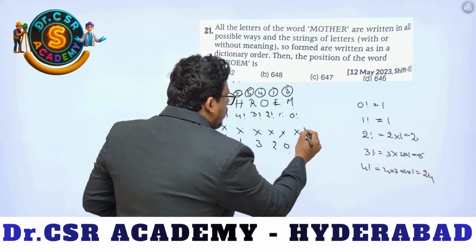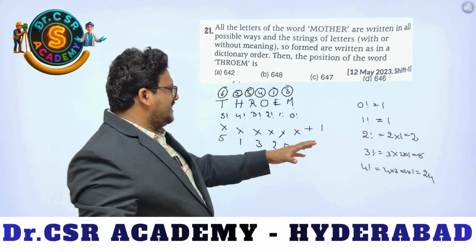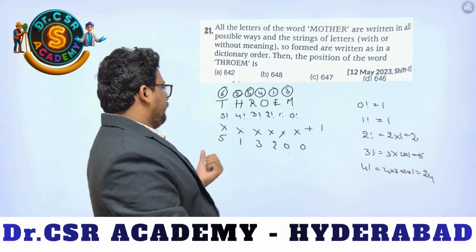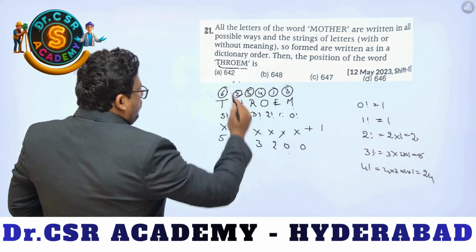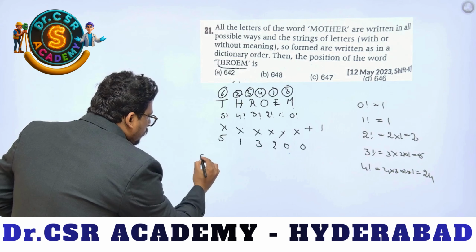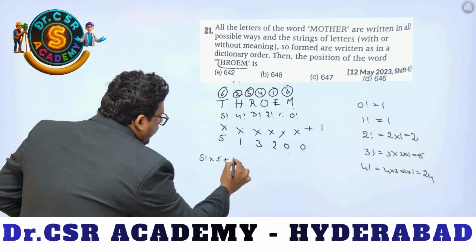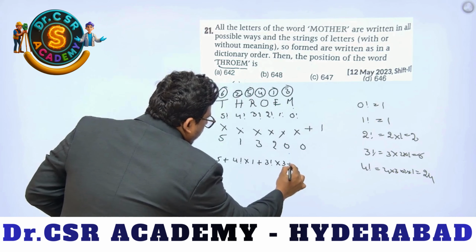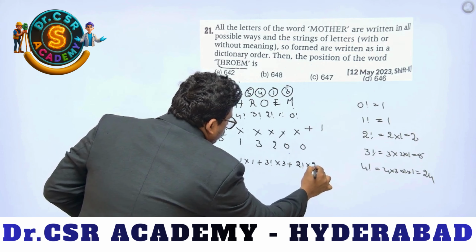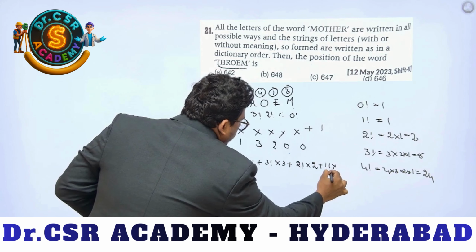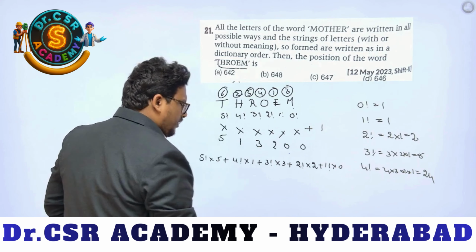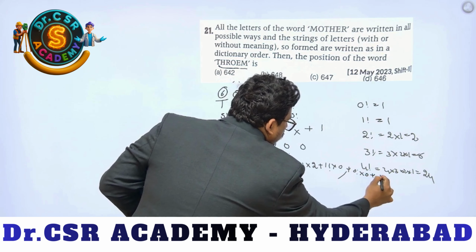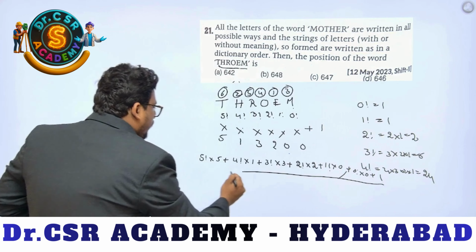So 0, plus 1. For any word, plus 1 will be added. See here, the rank of the word THROEM is: 5 factorial into 5, plus 4 factorial into 1, plus 3 factorial into 3, plus 2 factorial into 2, plus 1 factorial into 0, plus 0 factorial into 0, plus 1. So the total numbers will be added.